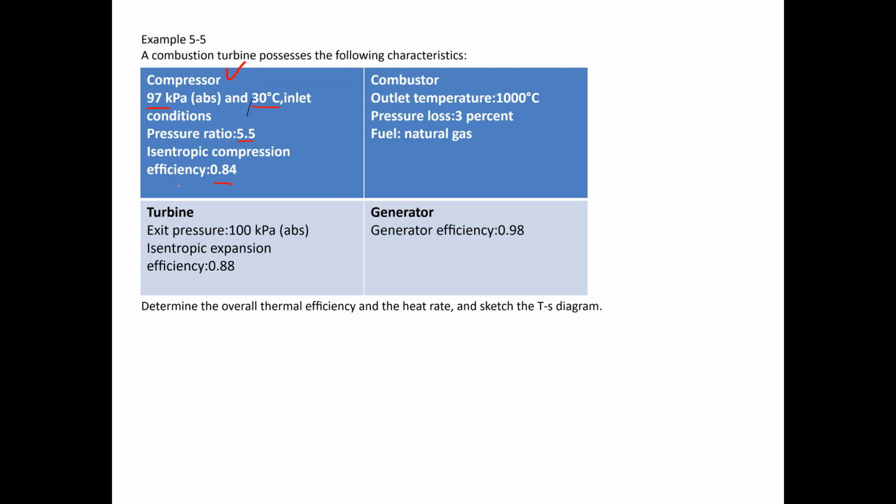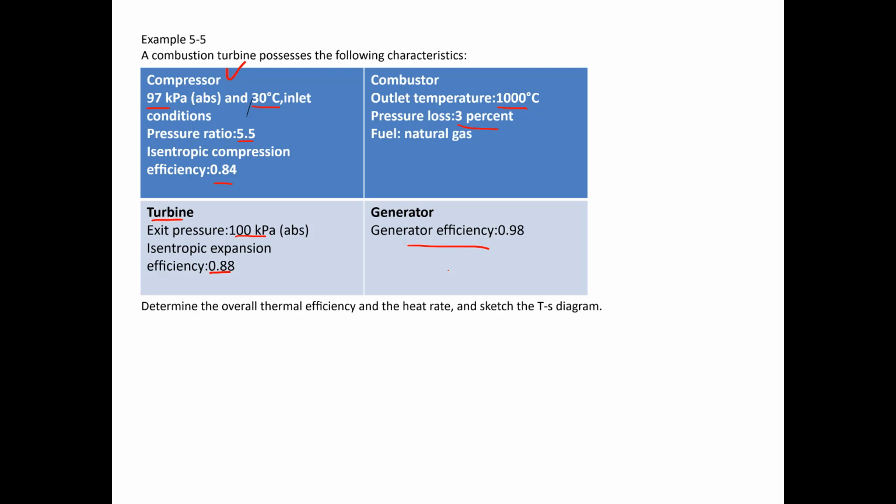So that air coming out of the compressor goes into a combustion chamber. The pressure through the combustion chamber loses about 3%, and the air coming out of the combustion chamber is 1,000 degrees Celsius. That in turn goes into a turbine where the air coming out of the turbine is at 100 kPa, and the efficiency is 88%. And then we have a generator efficiency of 98%, which is turned by the turbine.